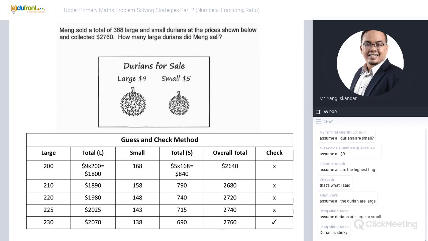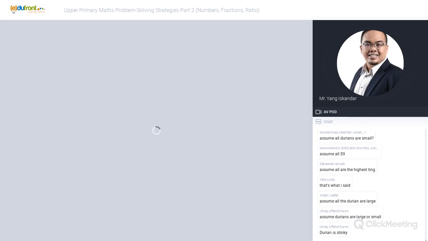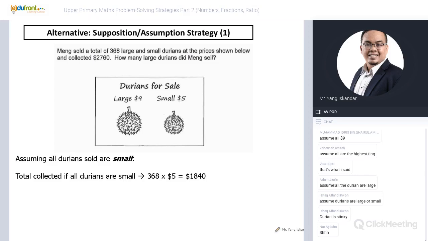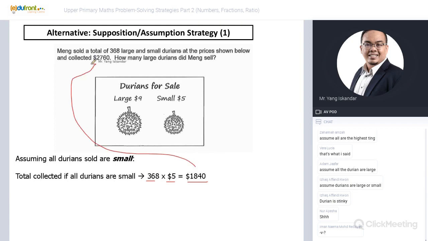If I assume that all durians are small. Okay, so you're assuming all the durians are small. Okay, that means all the 368 durians are small. So 368 multiplied by $5, I get $1,840. But there's a problem here, right? Because you can see here, he collected 2,760. There's a shortage, correct or not? There is a deficit or there's a shortage.